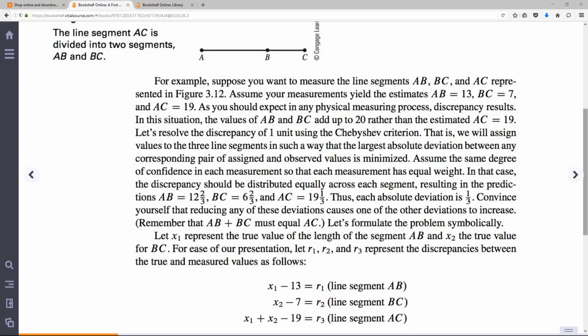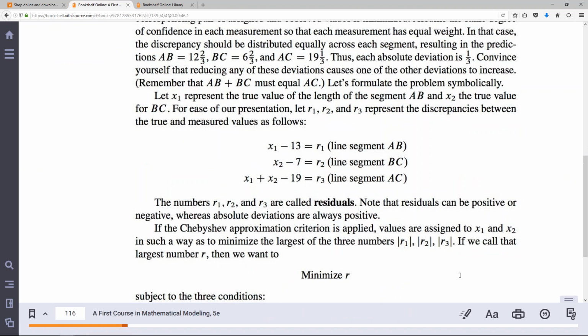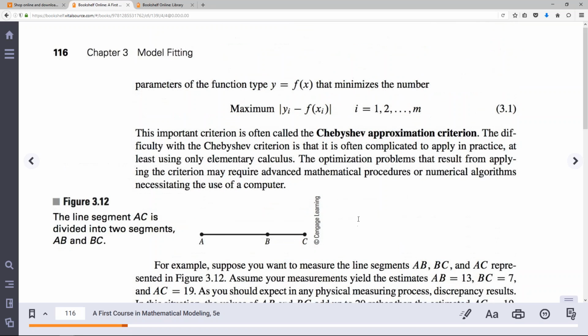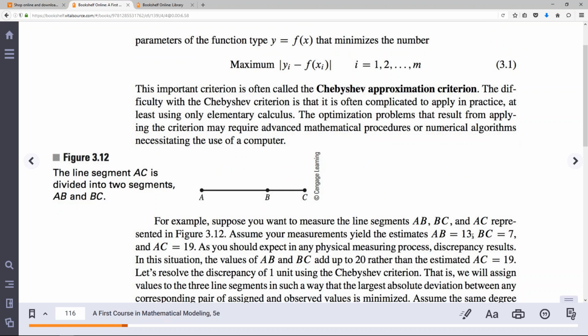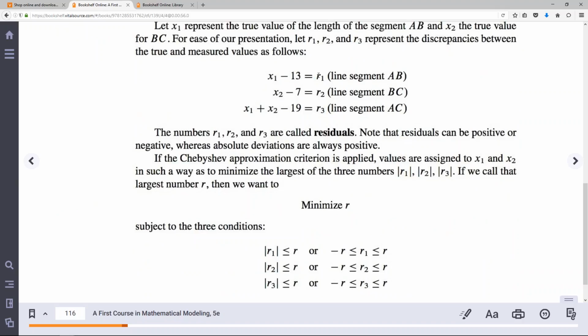Let's formulate this problem symbolically. Let's say x1 represents the true value of the length of AB, and x2 is the true value of BC. Then for ease of presentation, let's use R1, R2, R3 to represent the discrepancy between the true and measured values as follows. So we know if AB is x1, we know x1 minus 13 is the difference. The true value minus your measurement is the discrepancy, right?